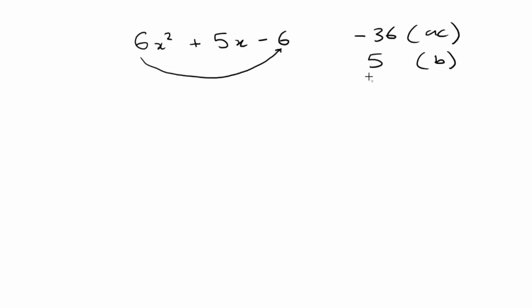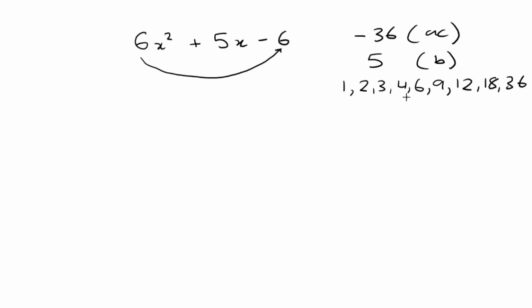Once again, let's list the factors. We know 1, 2, 3, 4, 6. 8 doesn't go, but 9 does. We also know that 12 goes, and 18 would go as well, and 36 itself would go. But again, we need 2 of these numbers to add to 5. In this case, we can see that, yes, 3 and 2 add to 5, but they don't multiply to give 36.